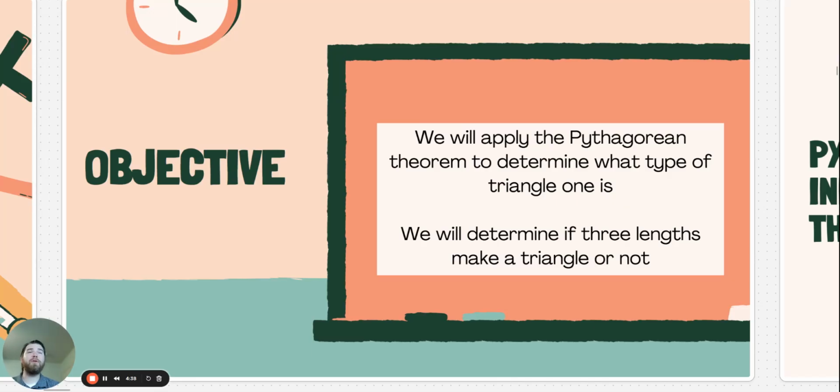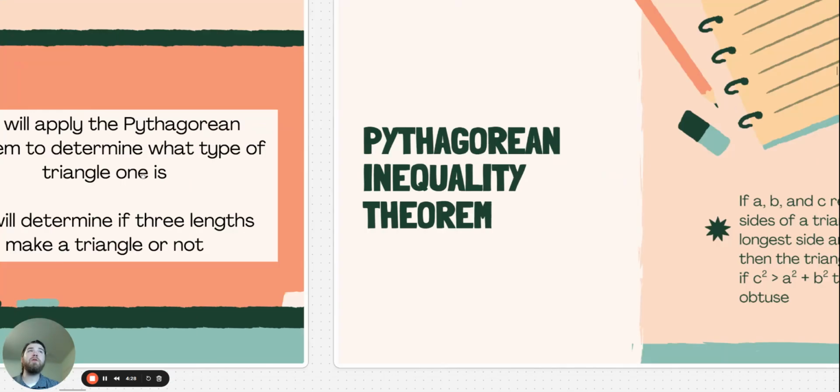The other thing that we're going to do doesn't necessarily relate to the Pythagorean theorem, but it lends itself well with this. We're going to determine if we have a triangle. So that's what we're looking at.